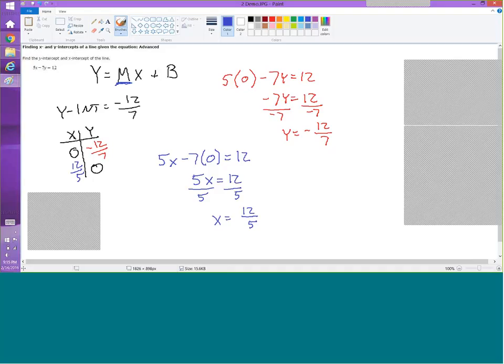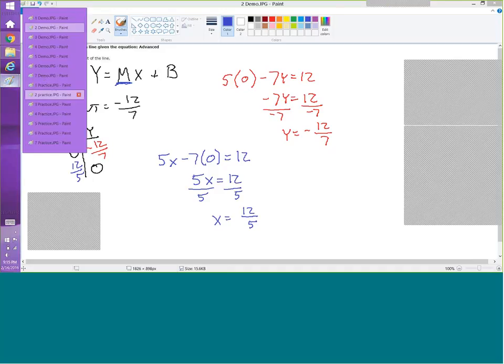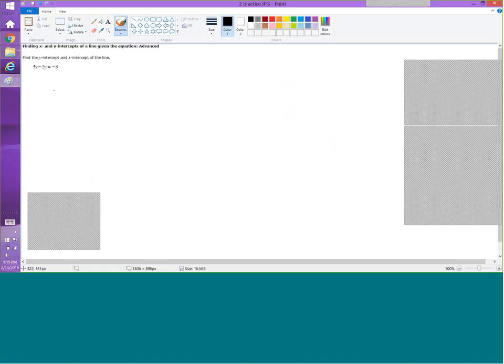All right, I don't seem to have any questions about the problem that we just worked out, so I'm going to pull up the second demo here, or practice, let you guys have at it. Again, we're not going to do all that other work that I just did. We're just going to make that little x and y chart, plug in the 0, and go to town, find out what the x and y intercepts are. I'll give you a minute or two to work through this.